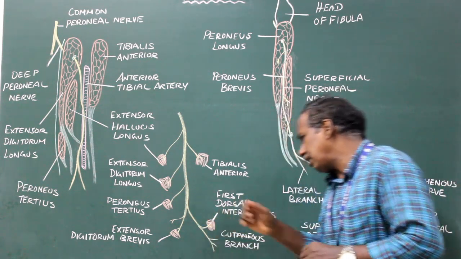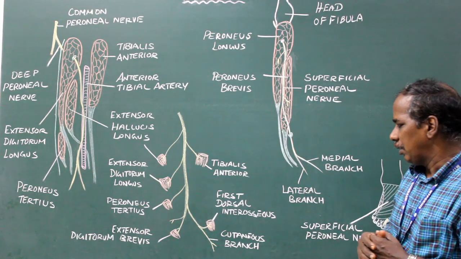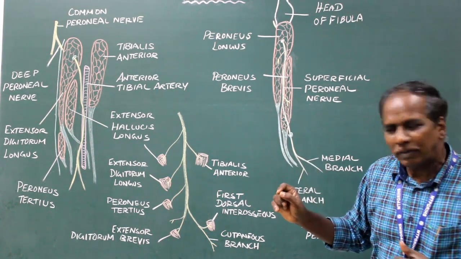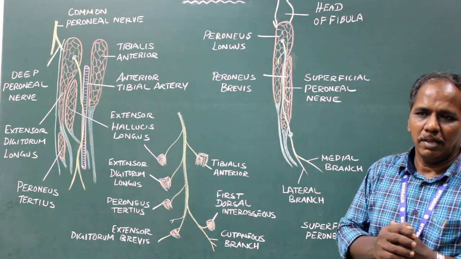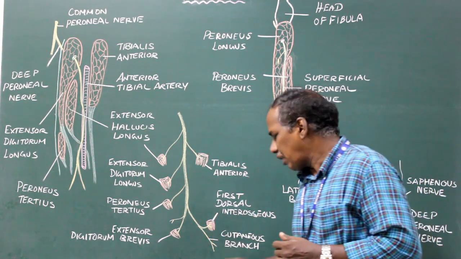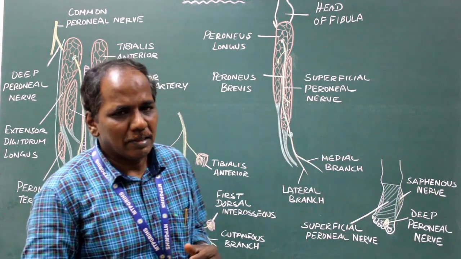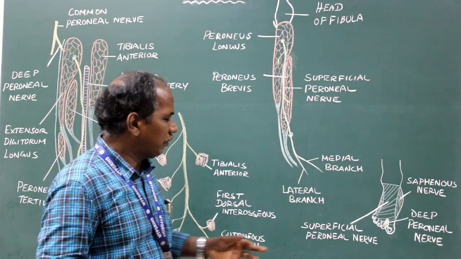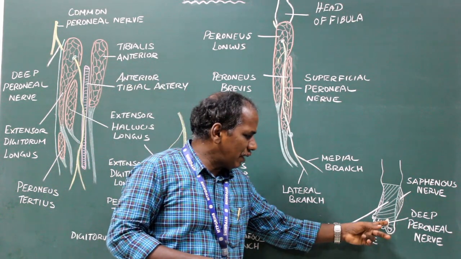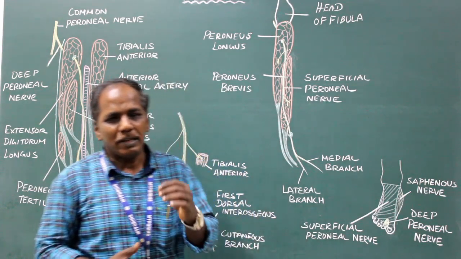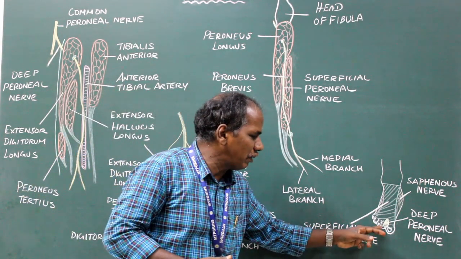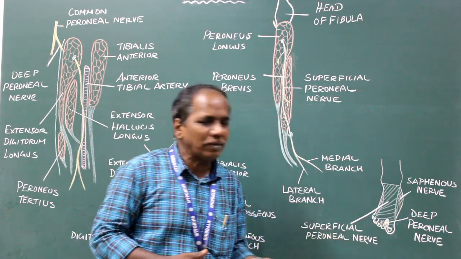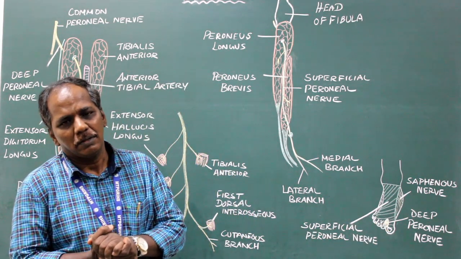The medial branch gives a muscular branch to the first dorsal interosseous. Then it continues as the cutaneous branch, where it ends by supplying the first interdigital cleft, that is the cleft between the great toe and the second toe. So this is the area which is supplied by the deep peroneal nerve.